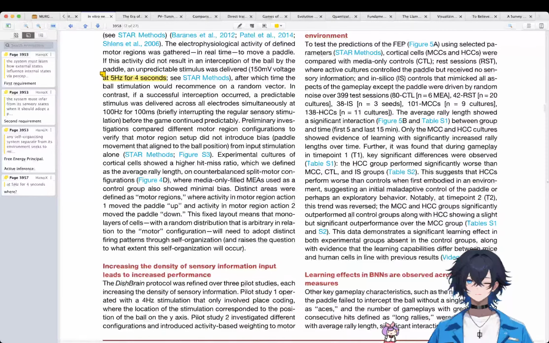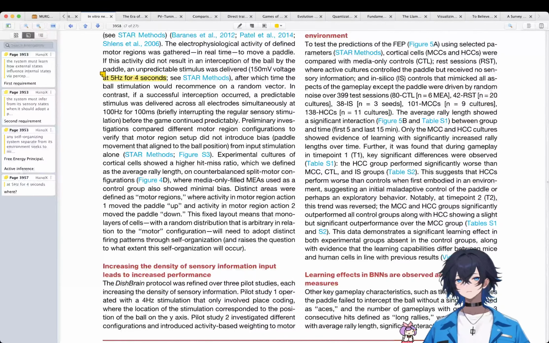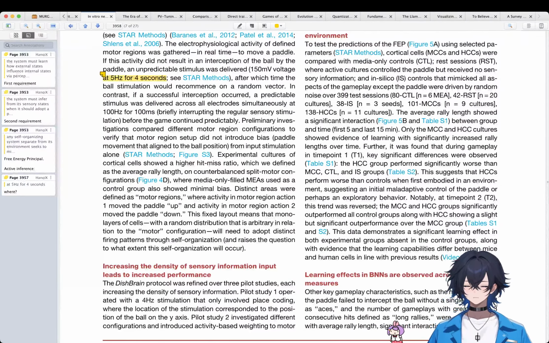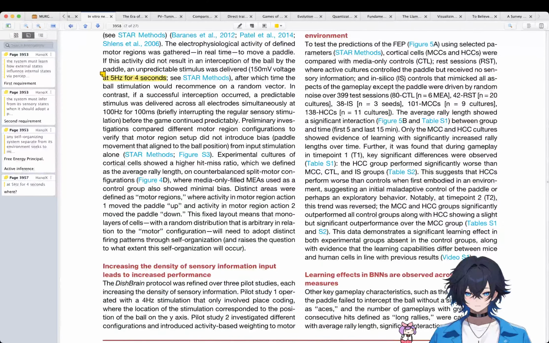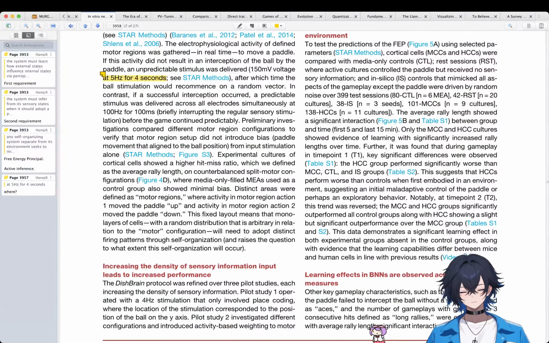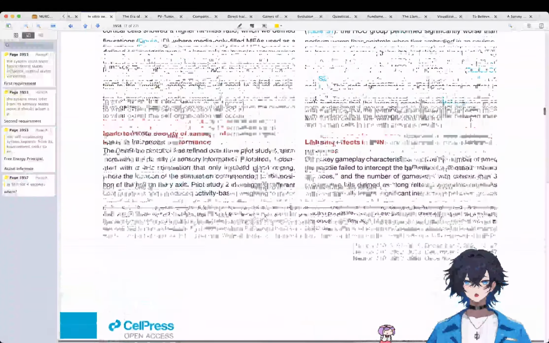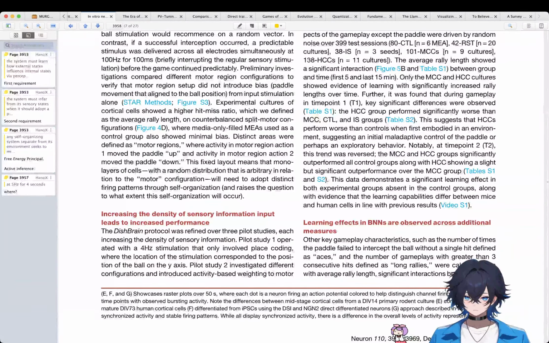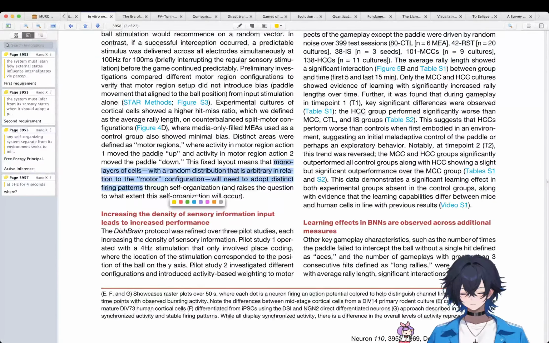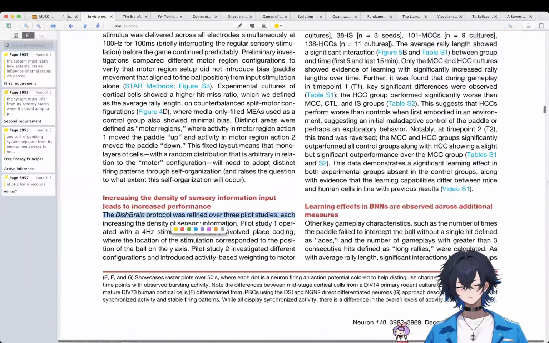Okay. This fixed layout means that monolayers of cells is a random distribution that is arbitrary in relation to the motor configuration. Okay. Need to adopt distinct firing patterns through self-organization. Okay. Sure. That's reasonable. I don't know what they mean by one layer though. Oh, I guess they don't specify one layer. Could be multiple layers. Alright.